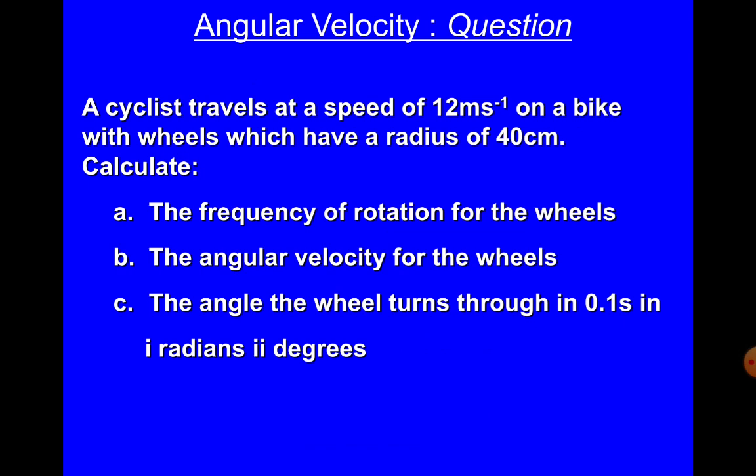A cyclist travels at 12 meters per second on a bike with wheels which have a radius of about 40 centimeters. Calculate the frequency of rotation for the wheels, the angular velocity for the wheels, and the angle the wheel turns in 0.1 seconds in radians and in degrees.